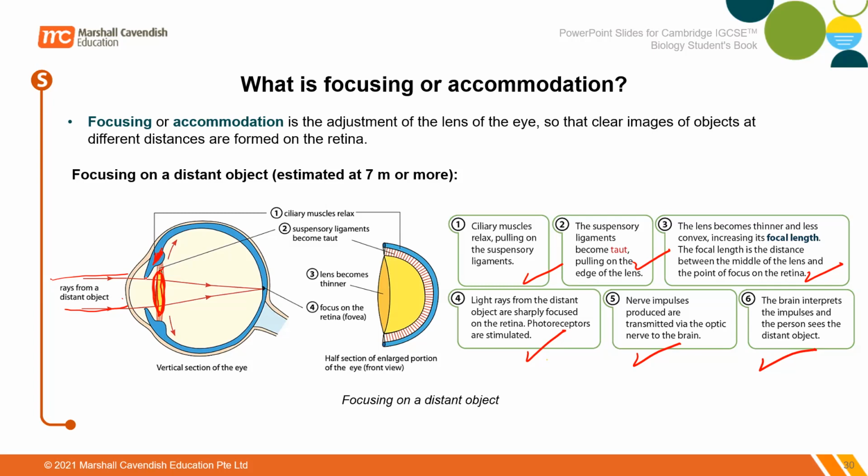When it is a less convex lens, light rays will pass through and focus on the fovea on the retina, because the focal length, which is the distance between the lens and the fovea, will be more. Imagine with me, if the lens is thicker, the focal length from the lens to the retina will be shorter, less. But if I have a thinner one, it will definitely be more. That is what we want, to help focus all of the light rays on the fovea.